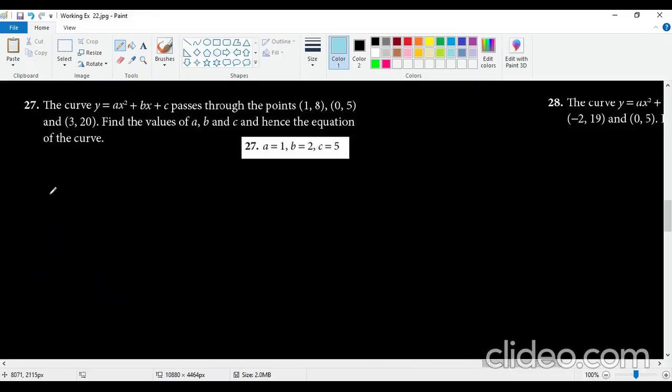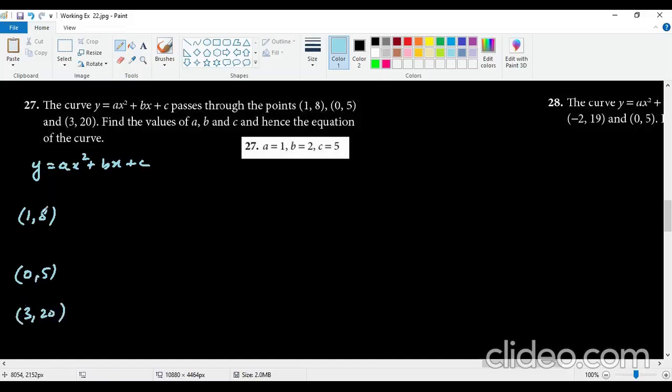Now this is about the curve we are talking about, and the equation is y equals ax square plus bx plus c. So now there are three things we need to find out: a, b, and c. For that, we have three different points. So we will work out all three different options. First I will take 1, 8. This is the first point. Second point is 0, 5. And third point is 3, 20.